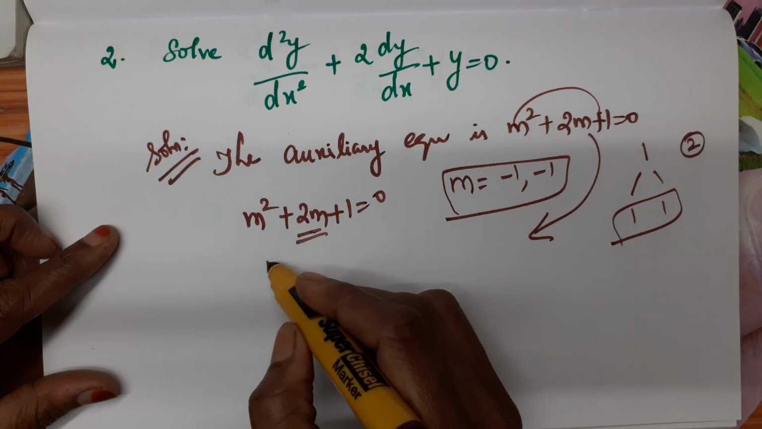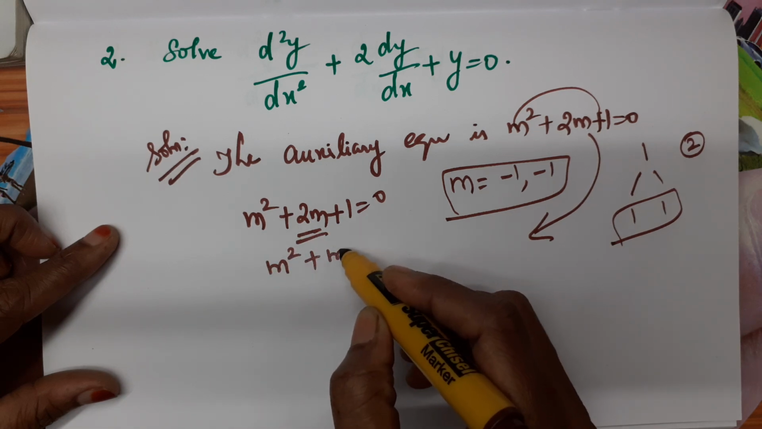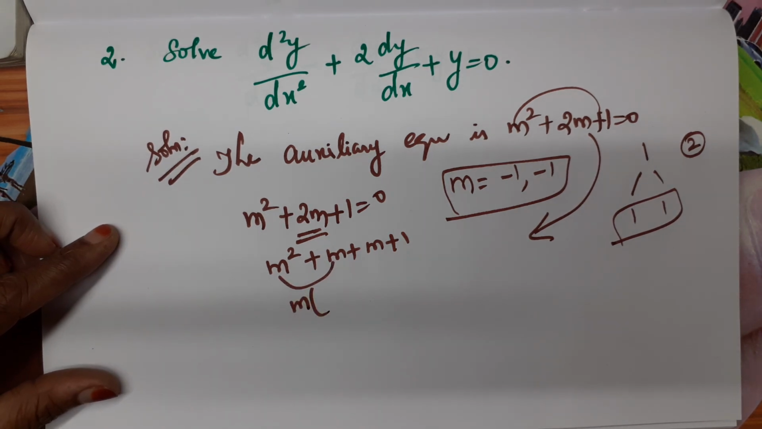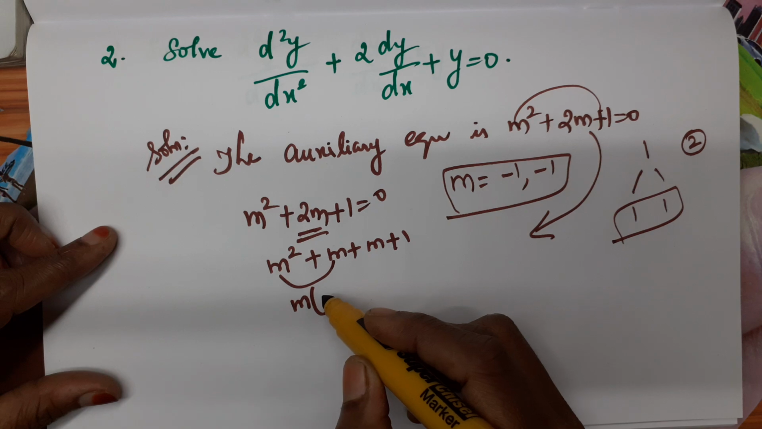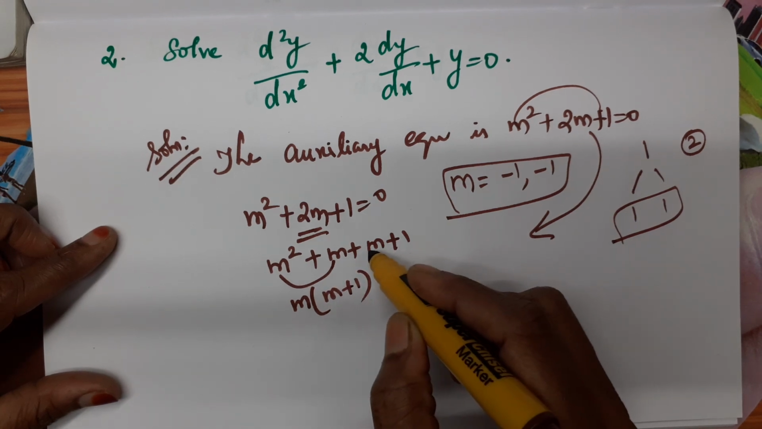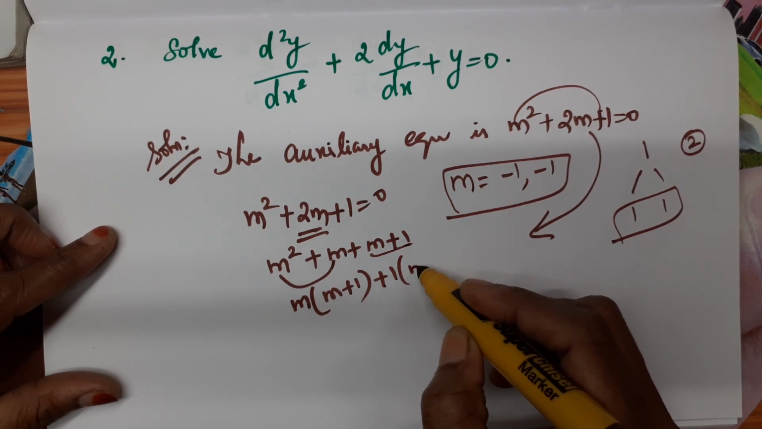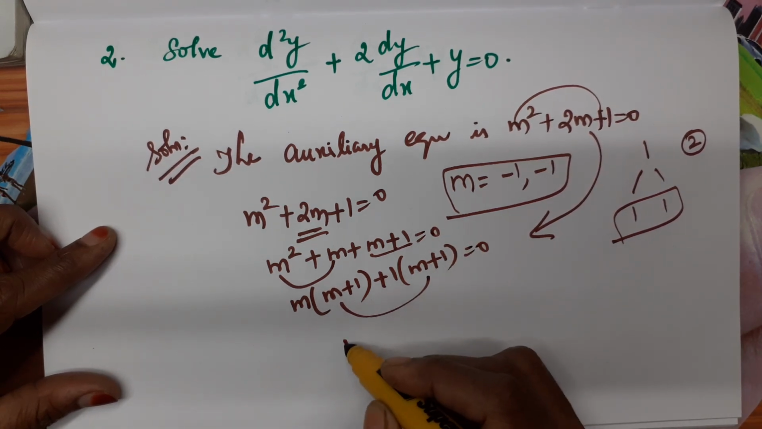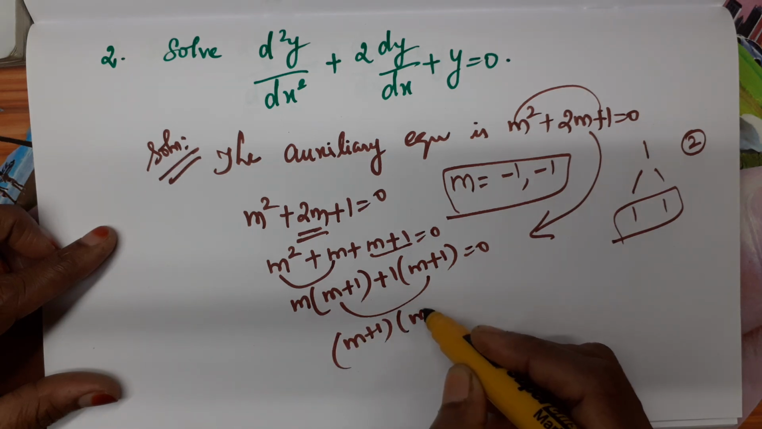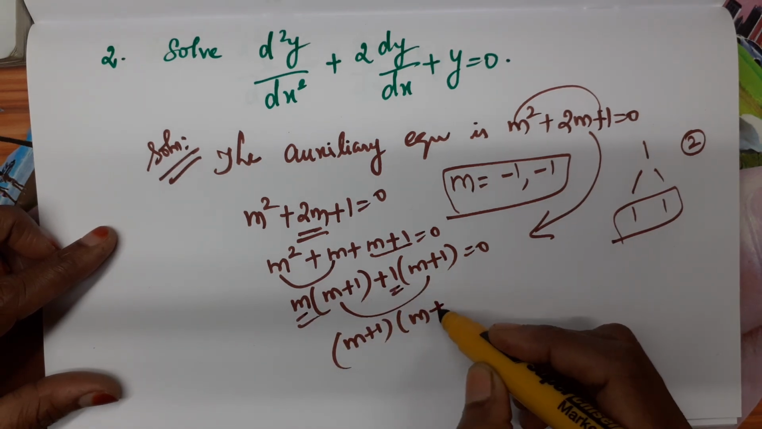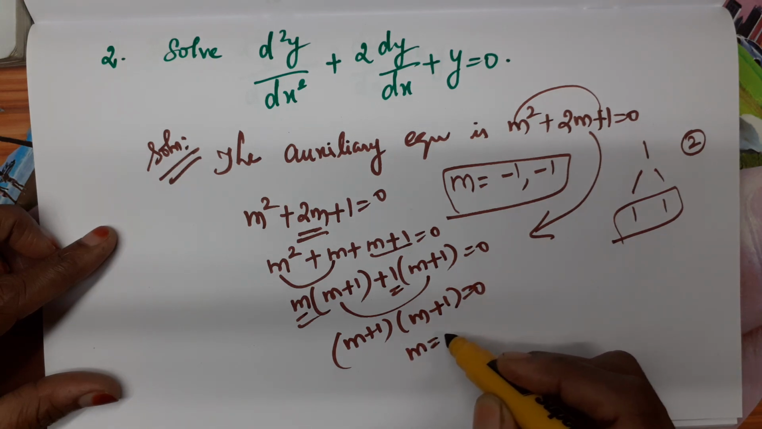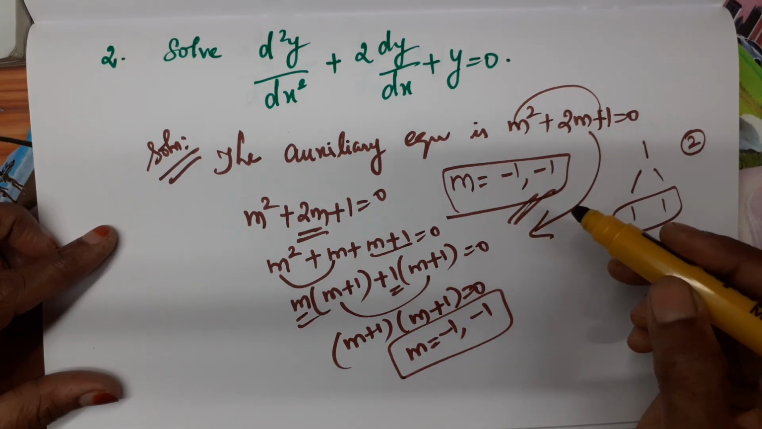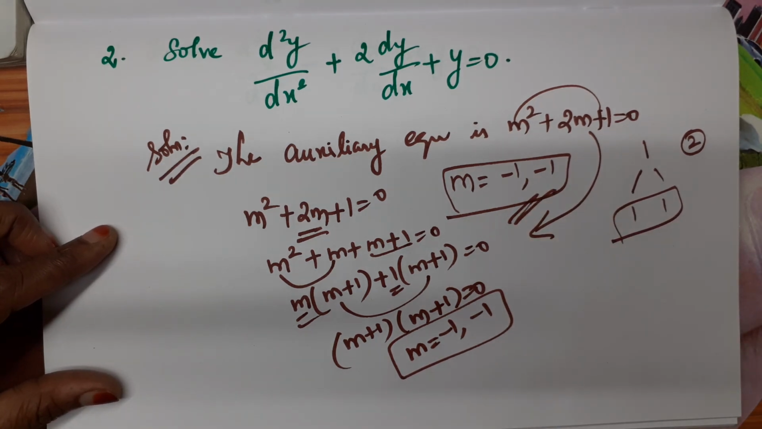I can expand this 2m as m squared plus m plus m plus 1. Both the terms are having m common. After taking m outside, m plus 1, and here only 1 I can take outside, so m plus 1. Now these two, m plus 1 I can take outside. Then the balance here it is m, here 1, m plus 1. So m is equal to minus 1 and the second case is also minus 1. So directly we can find in this way or we can find in this way.